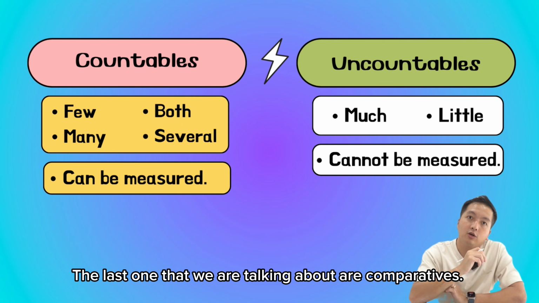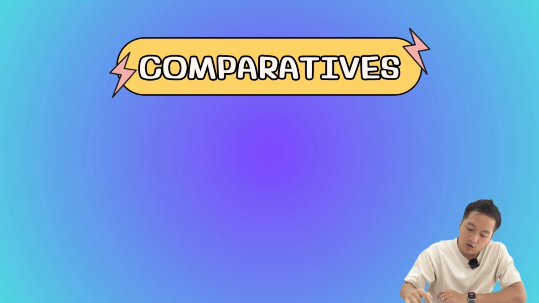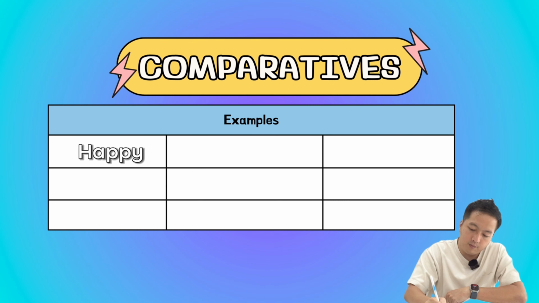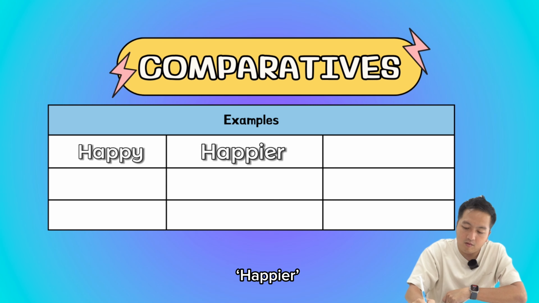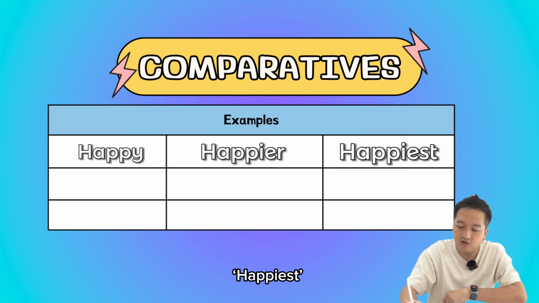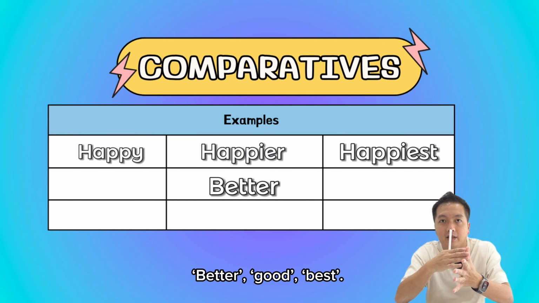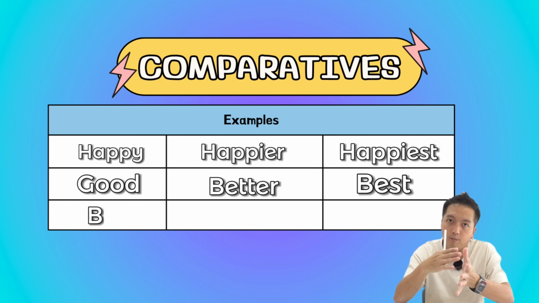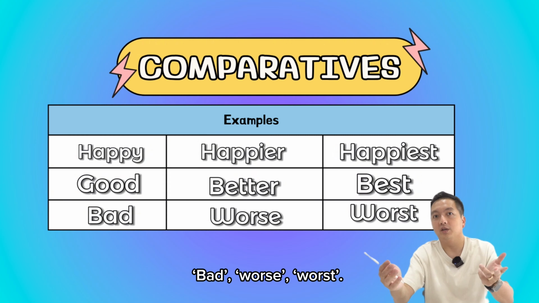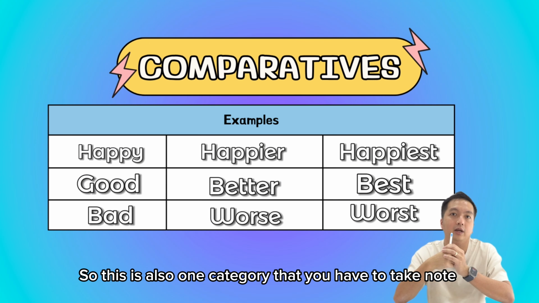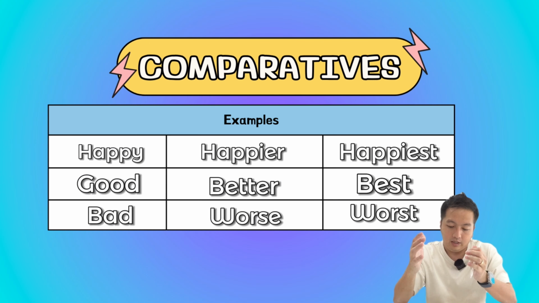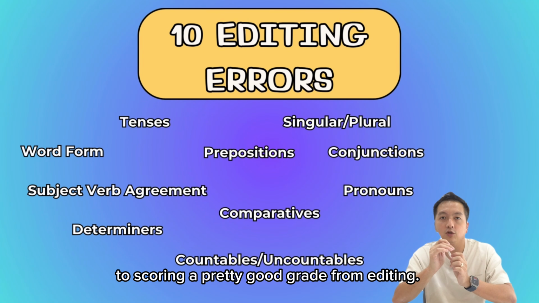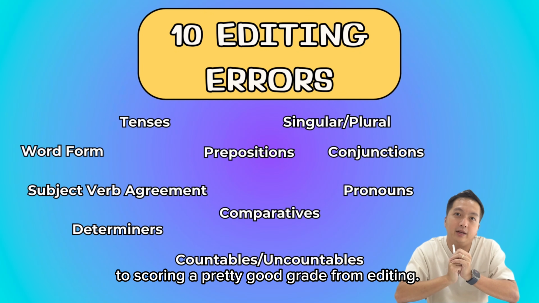The last one that we are talking about are comparatives. Comparatives are, okay, we use back the word happy. Happy, happier, happiest. Good, better, best. Bad, worse, worst. So this is also one category that you have to take note. If you take note of all the 10 categories that I've mentioned, you should be on your way to scoring a pretty good grade for editing.